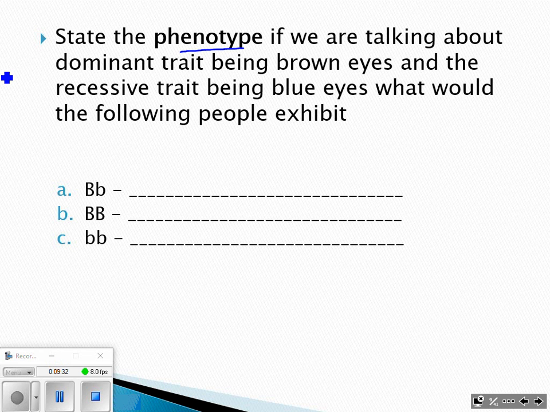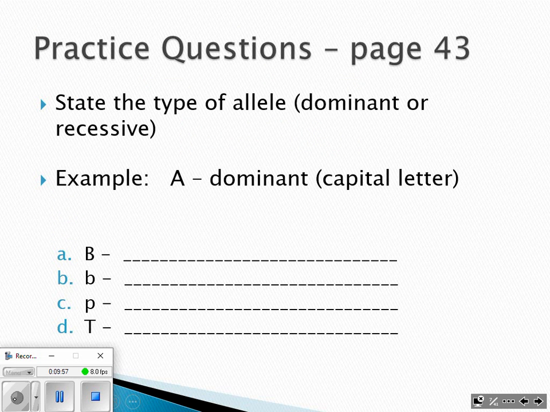And for the last one, I want you to state the phenotype. The dominant trait is brown eyes, and the recessive trait would be blue eyes. So I want you to look at these, and you're going to write either brown or blue there. Okay? Does that make sense? So take a minute, go through them, and then we'll pop the video back on, and we'll go over those in just about 2 minutes.